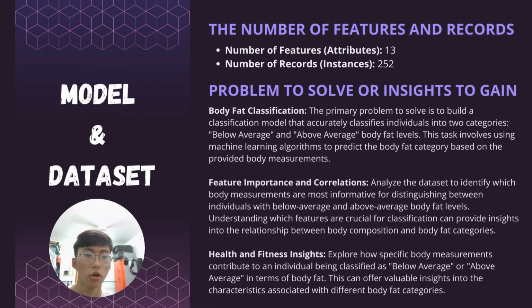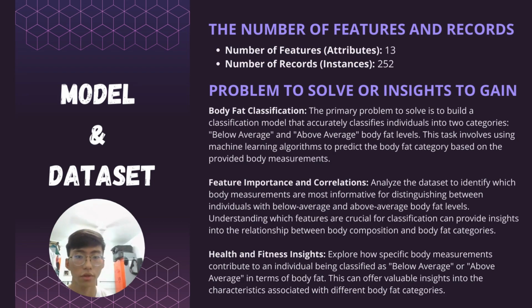There are 13 columns in this dataset, which represent the number of features or attributes. For the number of records, there are 252, which is also the number of rows or instances in this dataset. Next, the problem to be solved or the insights we aim to gain. The first is the body fat classification. The primary problem to solve is to build a classification model that accurately classifies individuals into 2 categories, just like what we stated in the purpose of the assignment, which is above average and below average body fat levels.